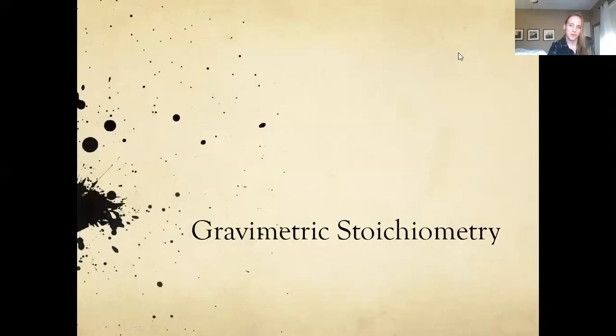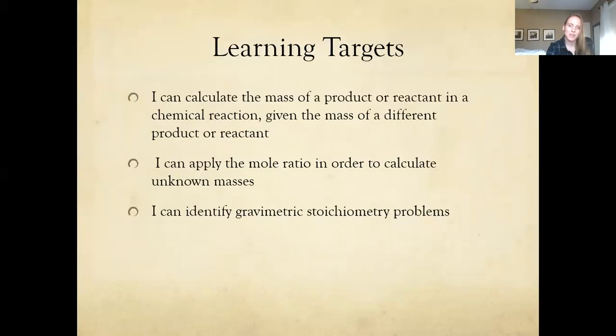Okay, so the first type is gravimetric. This is the type that has to do with masses. So we're going to have to calculate the mass of a given compound, either a product or a reactant, when given the mass of a different product or reactant. And to go from the mass of one compound to the mass of another compound in a reaction, we have to use the mole ratio.